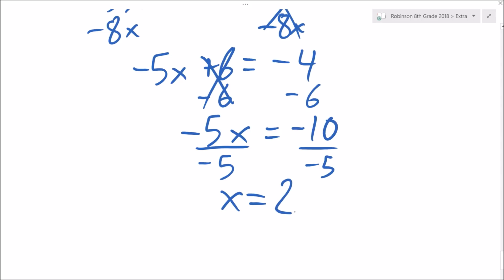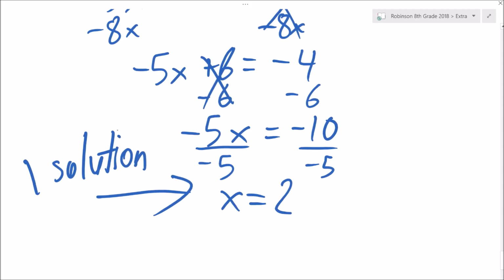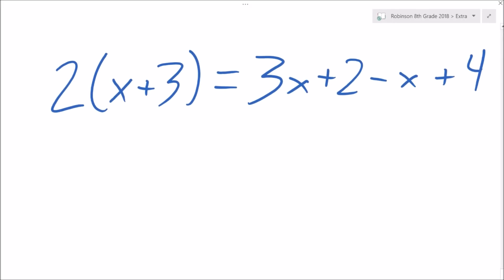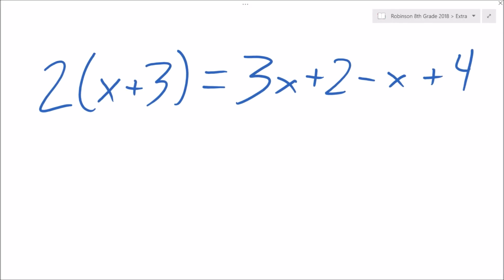Now, this is the most common case that we'll run into, which is where there is a solution, and it's x equal to a number, or whatever our variable is equal to a number. But there are some other cases we need to talk about. For example, in this one, we need to combine any like terms we can, distribute, and then we'll see how to solve it from there.